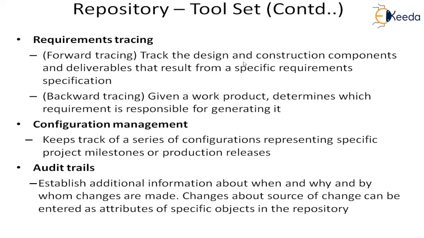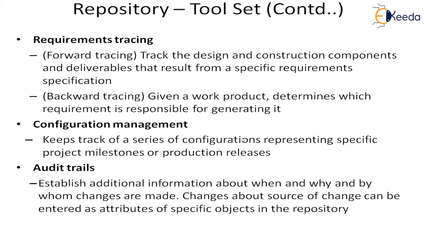Here you have a forward tracing. You are coming from requirement to the design, to the construction element, which is now part of the repository. Here you are going backward. That means you have an object, a source code or any object, and you are going to trace it back to which part of the requirements document it came from.